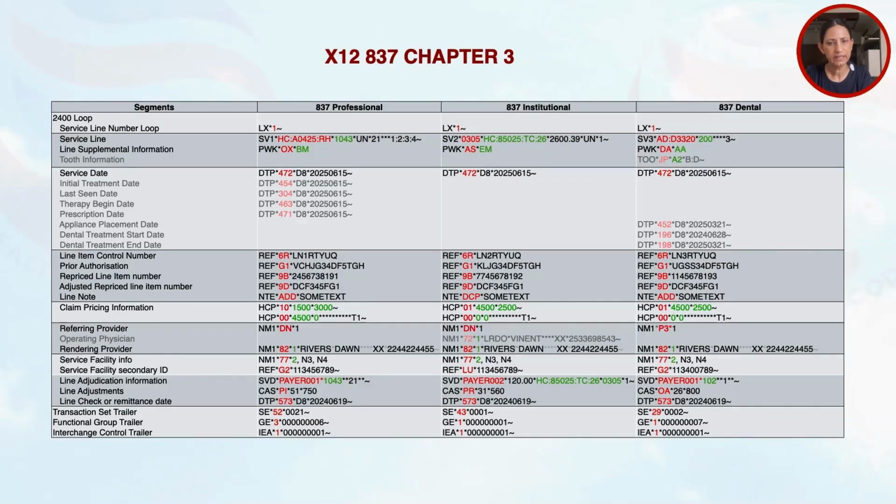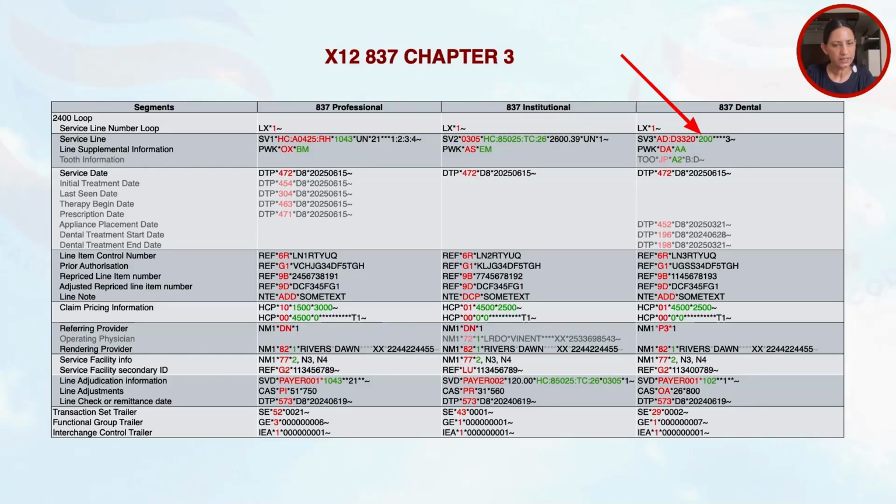Then for 837D claims, the service line is represented by SV3. It is very similar to SV1, but it has a couple minor differences. SV301 carries the medical procedure ID. 301 is further divided into various components. First component has the qualifier, which will always be AD, which stands for American Dental Association. The second component carries the procedure code for that particular dental service, then a few occurrences of modifiers that can be used while having that service.